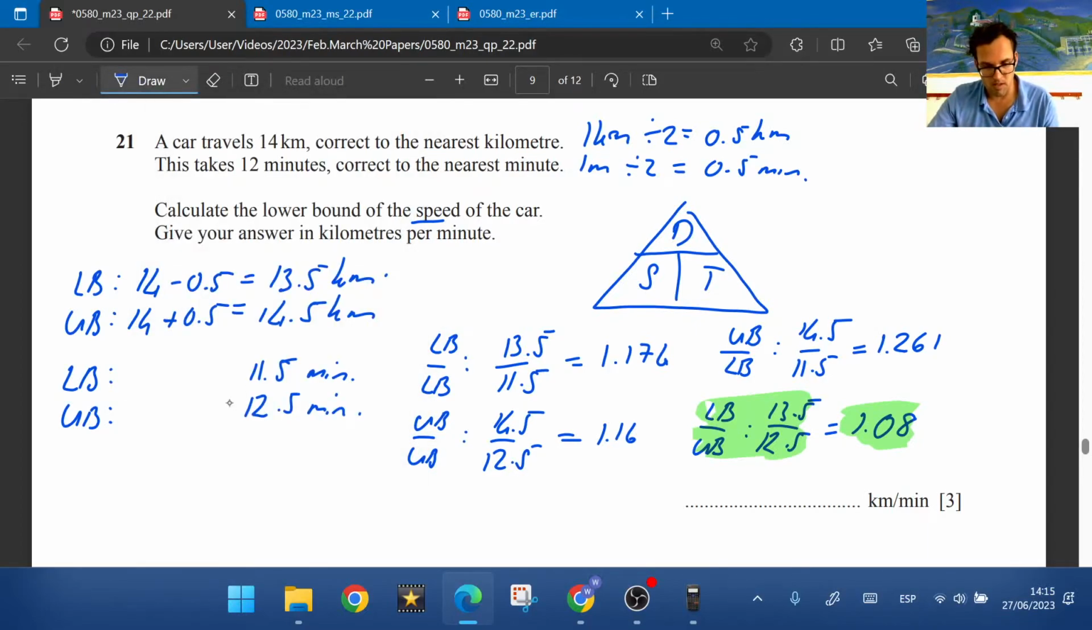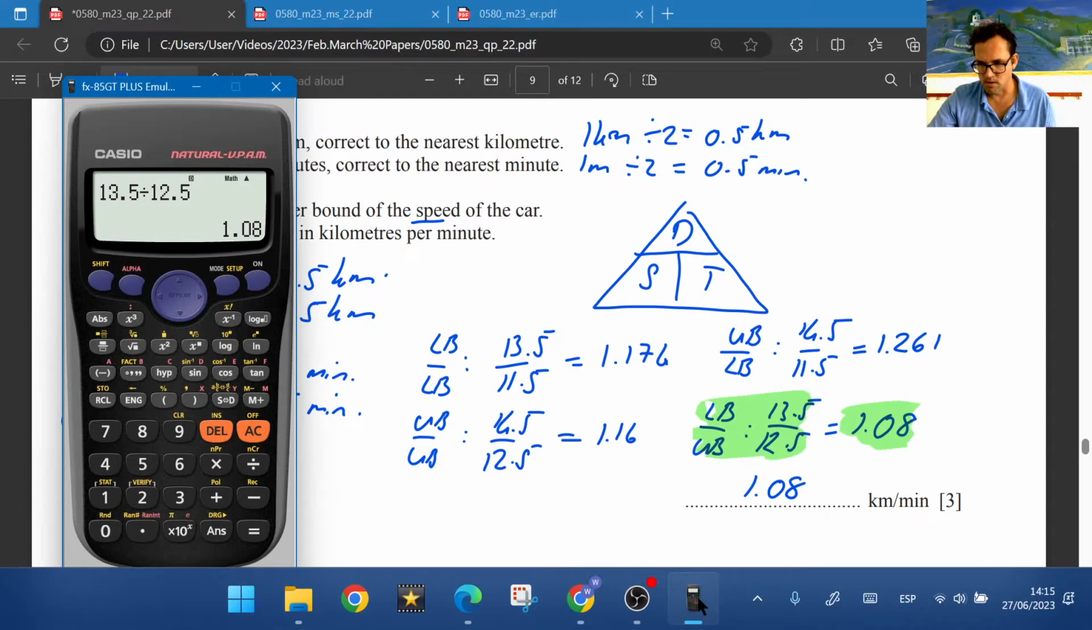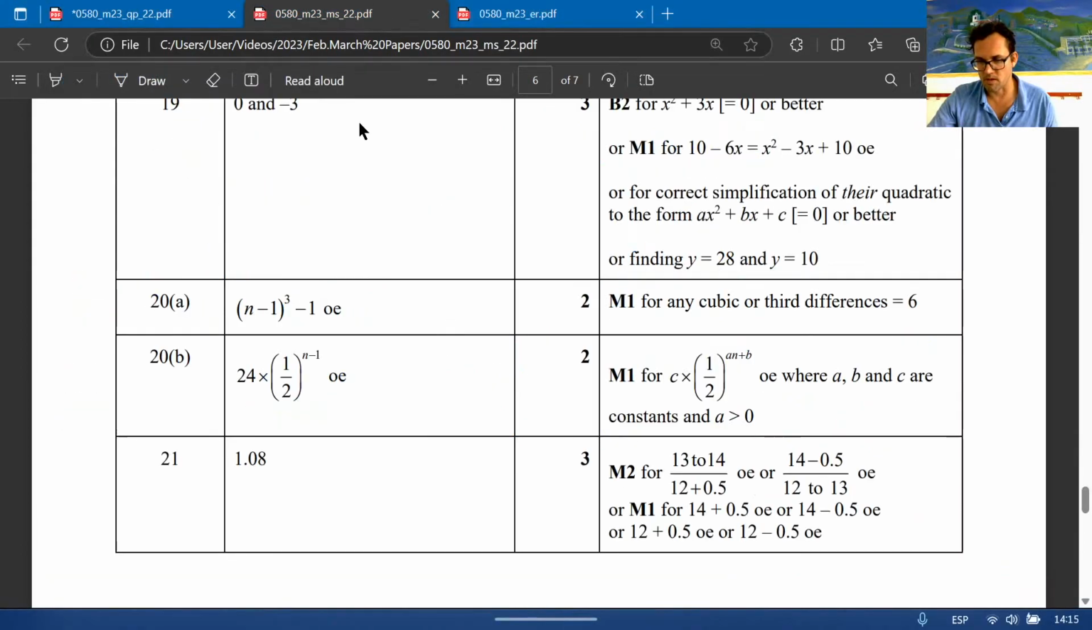So the answer being here, 1.08. Is that rounded correctly? No, that's exact. Yep, 1.08.